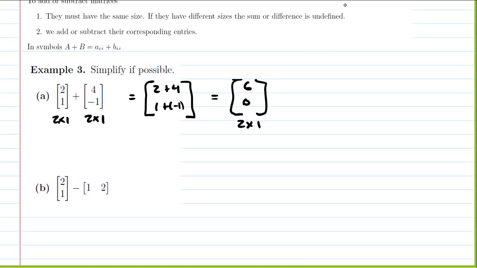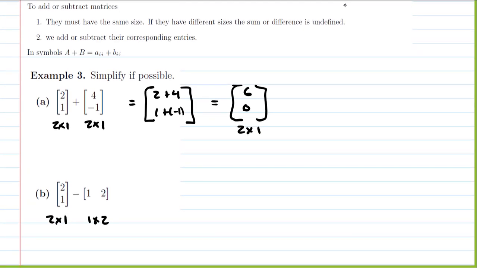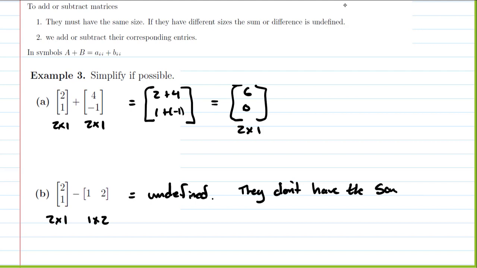So now if we look at our next example, example B, we have a column vector and we have a row matrix. So once again, we have a 2 by 1, but here we have a 1 by 2. So the difference is undefined. They don't have the same size. So if we ever try to add two matrices or vectors that don't have the same size, we're done and it's undefined.